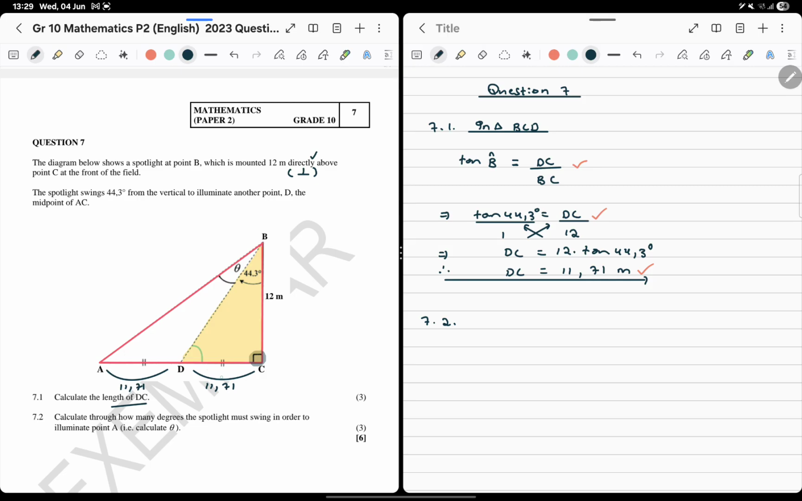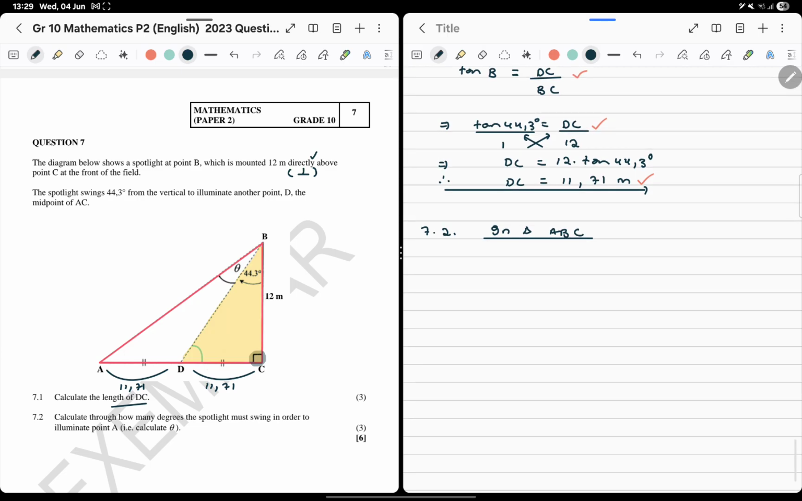So again, we know the adjacent, we know the opposite, so we're looking for that angle. What we can do is just use this angle and use this triangle such that this is the opposite and this is the adjacent. Then from whatever we get, we subtract 44.3, and it gives us theta. So we can say in triangle ABC, now we know we're looking at the big one. Now what are we going to say? We will say, well, the tangent of angle B, right?